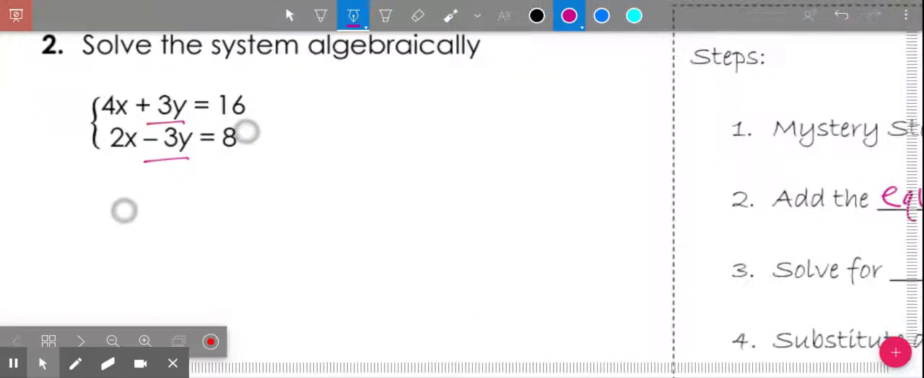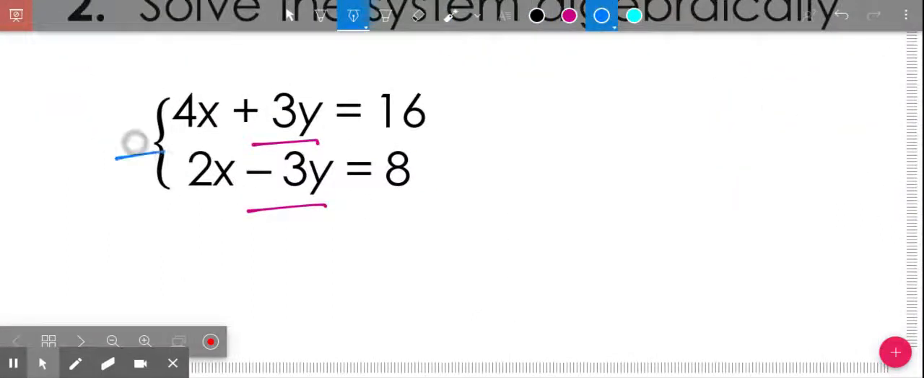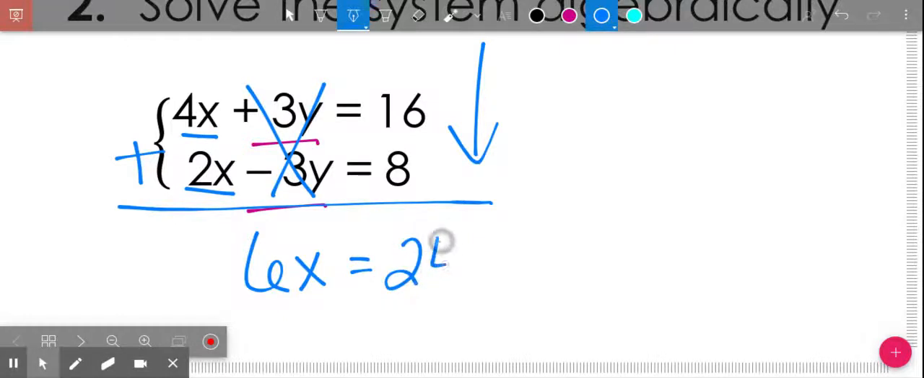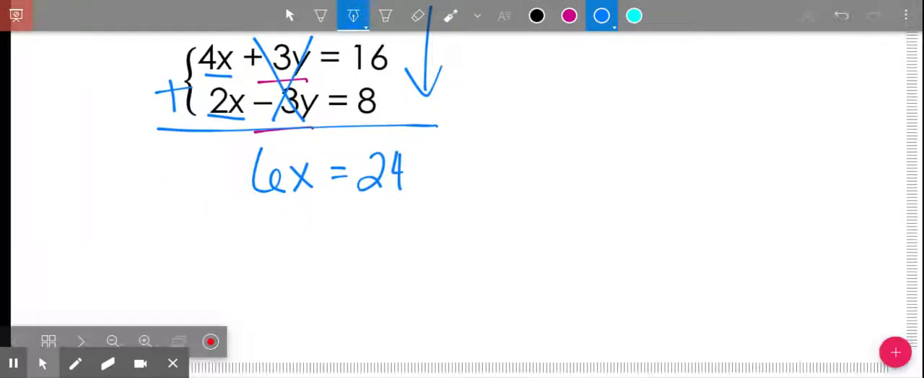So we're going to look at this problem, and we're going to turn it into a big addition problem. Okay, and we're just going to add down. So 4x plus 2x will give me 6x. 3y plus negative 3y cancels out. Those go away, which is good. We want the y's gone. Equals 16 plus 8 gives me 24. So now we have a super easy equation to solve, which is nice. So to get the x all by itself, we're going to divide out the 6.